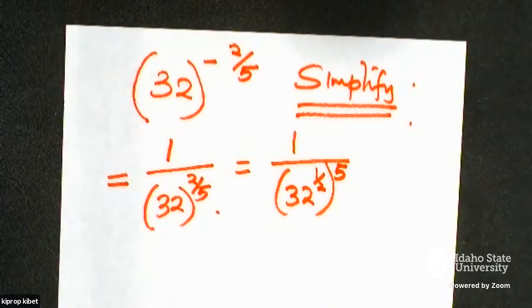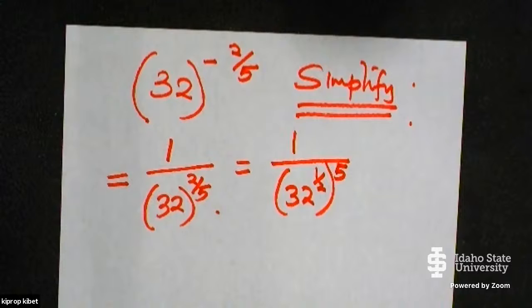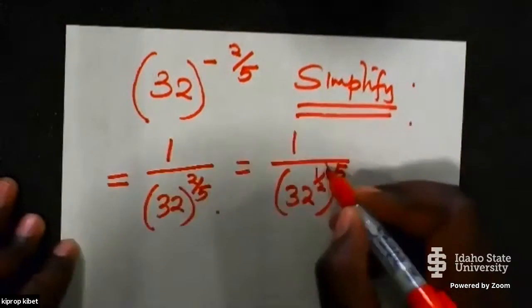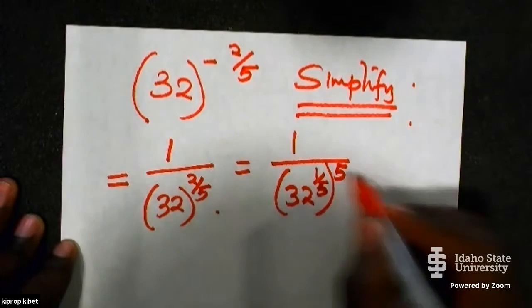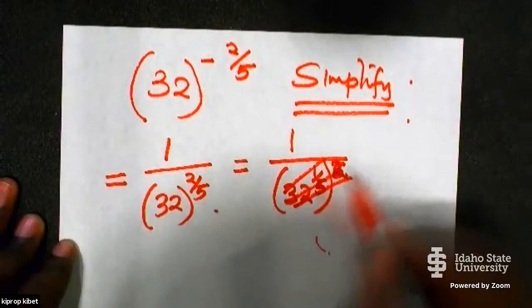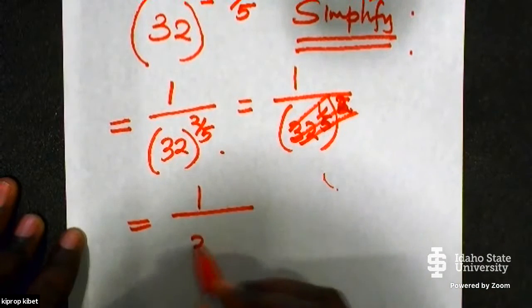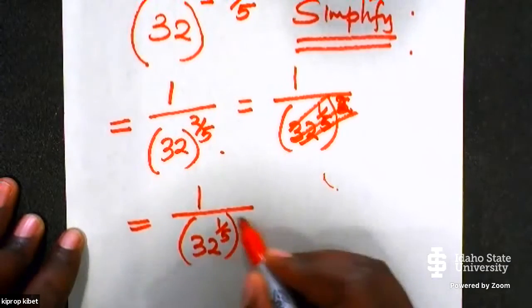So what are the factors of 32? Oh, what am I doing? So this should be 5, and this one should be 2. So it should be equal to 1 all over 32 raised to 1 over 5, and then the square.